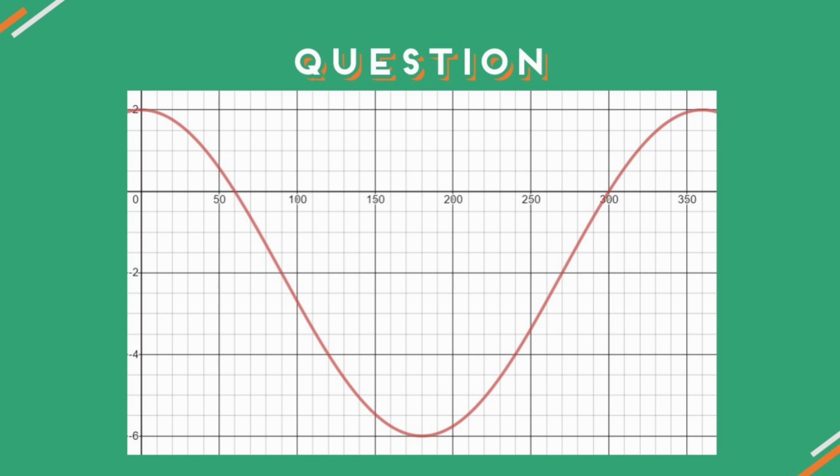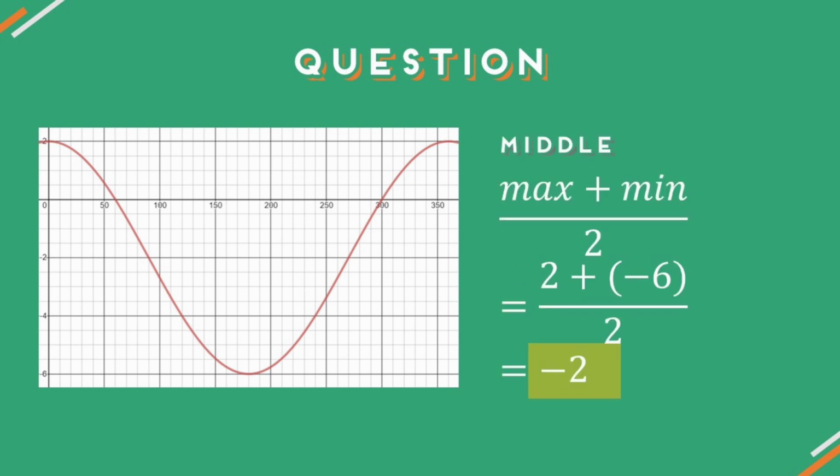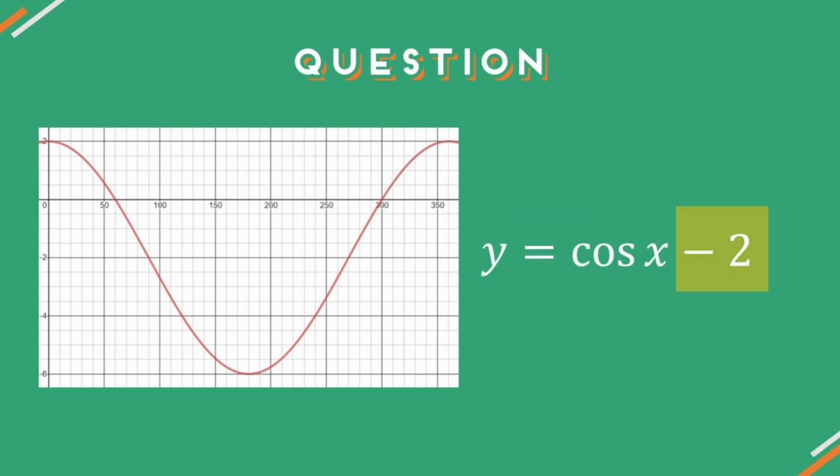First step, you have to determine what kind of function it is. Since it starts from the maximum value, we can guess that it must be a cosine function. And then, right now, look at the position of the middle part. You can find out that it lies at minus 2. So the cosine function must be subtracted by 2.